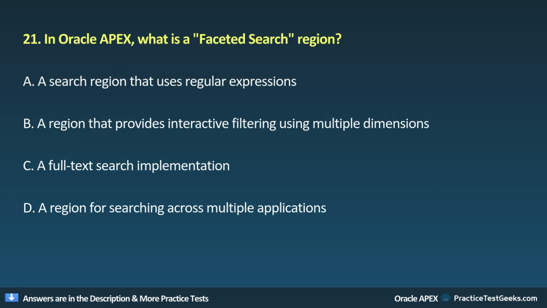21. In Oracle Apex, what is a faceted search region? A. A search region that uses regular expressions. B. A region that provides interactive filtering using multiple dimensions. C. A full-text search implementation. D. A region for searching across multiple applications.